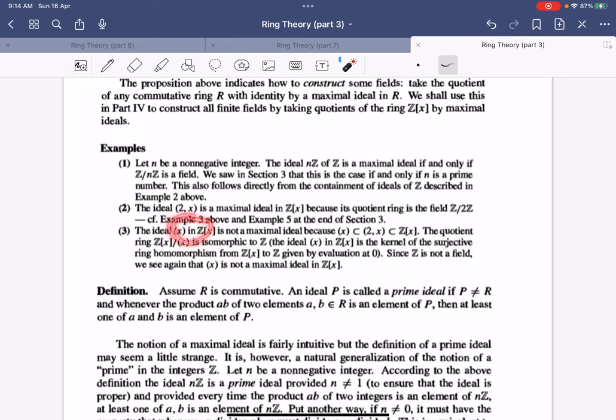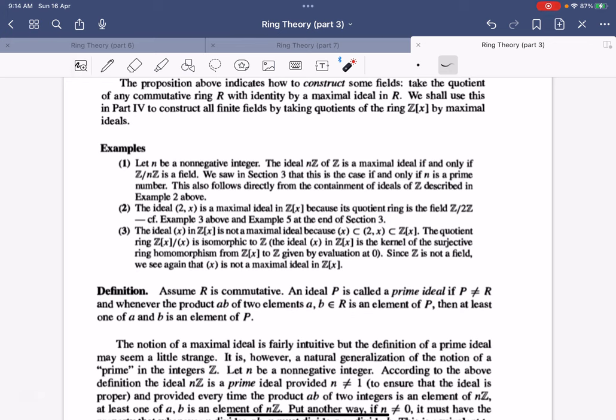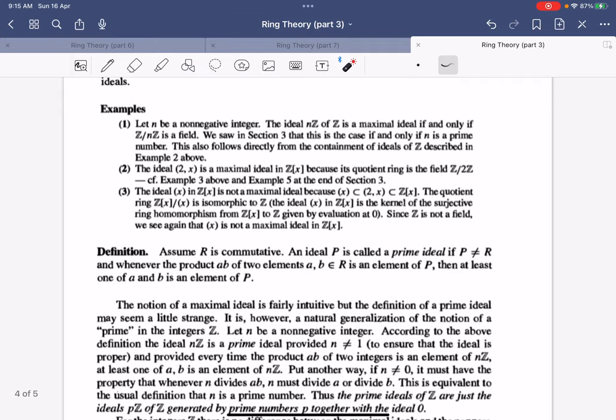The principal ideal generated by x is not maximal because this ideal generated by x is contained within the ideal generated by 2 and x, which is contained in the polynomial ring. And so when you quotient it, it's not going to be a field, and instead it's just going to be Z. And this also gives us another way to see that it is not maximal, because when you quotient it is Z, and Z is not a field, so you know that the ideal generated by x is not maximal.